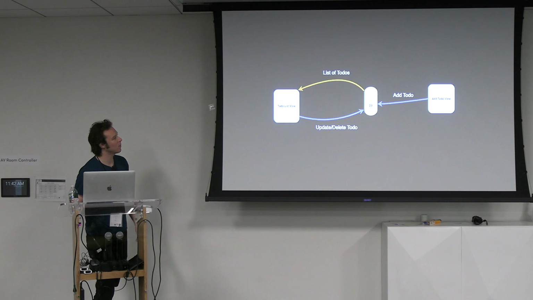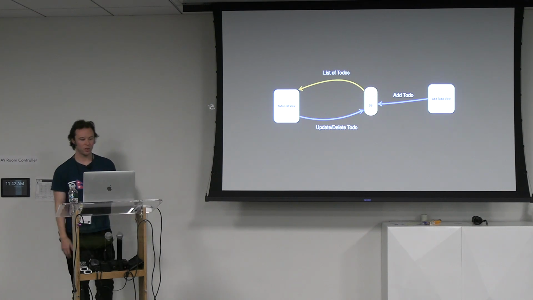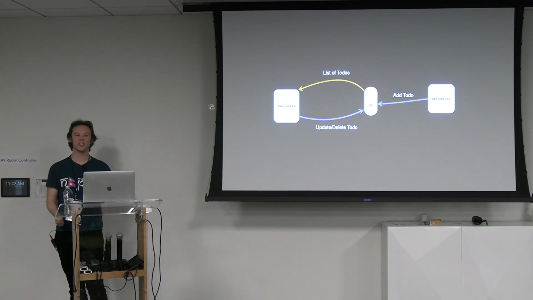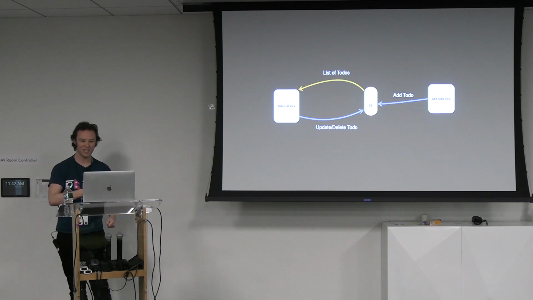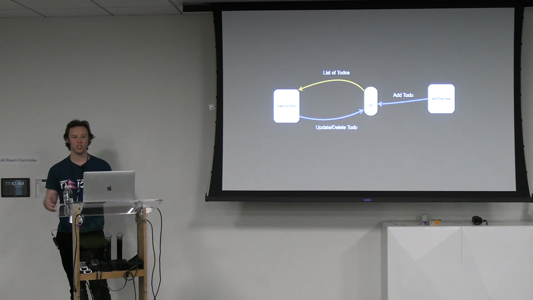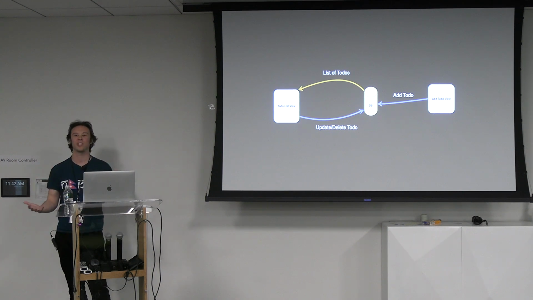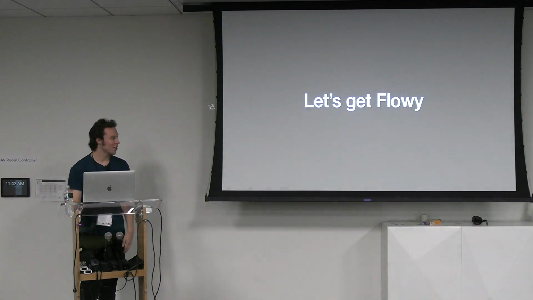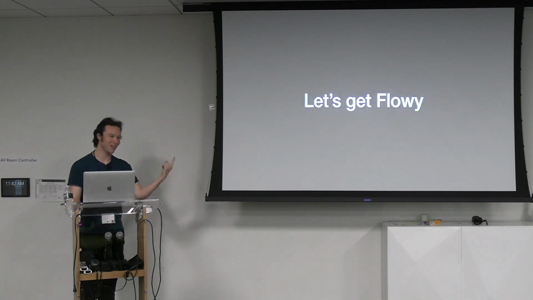Here's a quick little small diagram of the architecture that's going on here. So we have our to-do list view, that updates or deletes to-dos from the database. We have that add to-do view, that adds stuff into the database, and all the while, as anything changes, the database is emitting lists of to-dos back to the to-do list view for it to observe. And that's basically it. That's the whole app. So let's get flowy. We're going to convert this app to Flow.